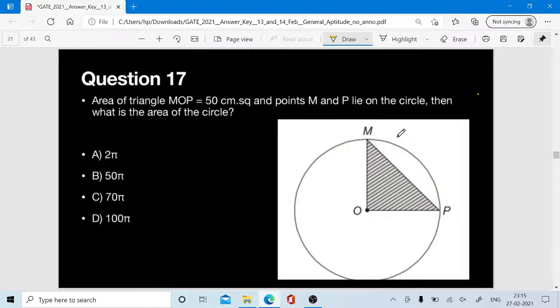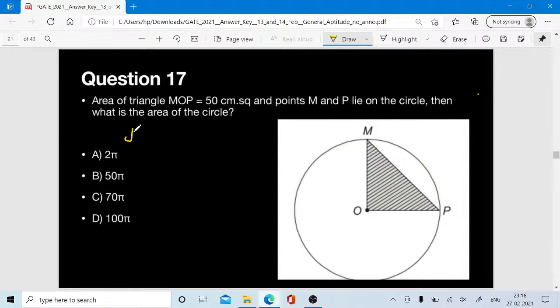Yes, okay. So if we clearly see this, people, you can see that the area of the triangle is given. They have told the area of the triangle is 50 centimeter square. ठीक है? तो इधर आप देख सकते हो, right? You can clearly see M and P. The points M and P are lying on the circle, right?